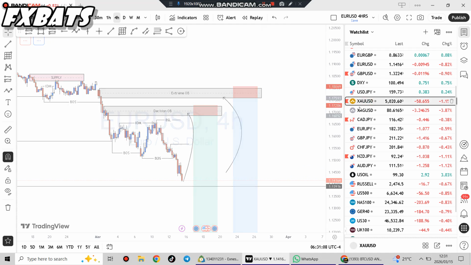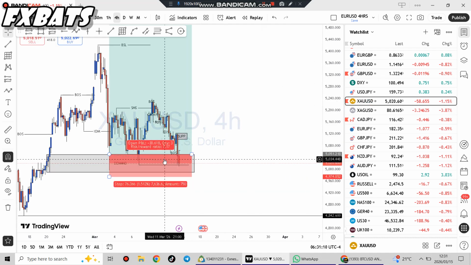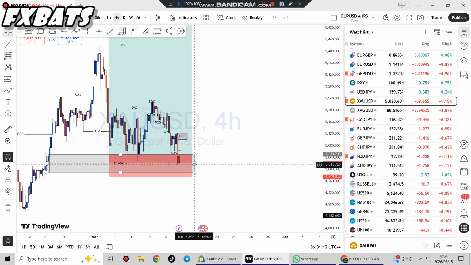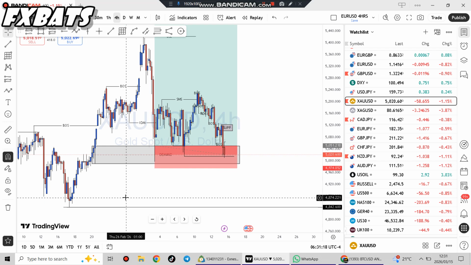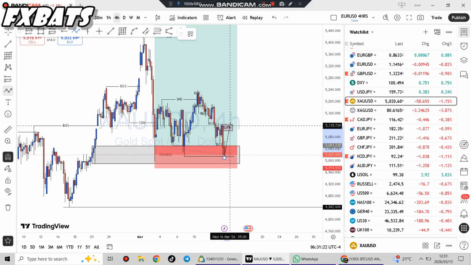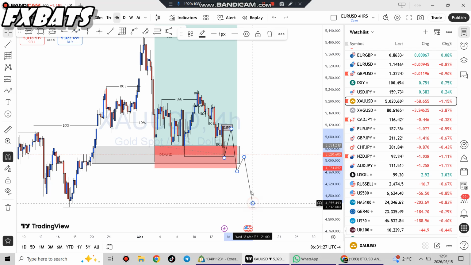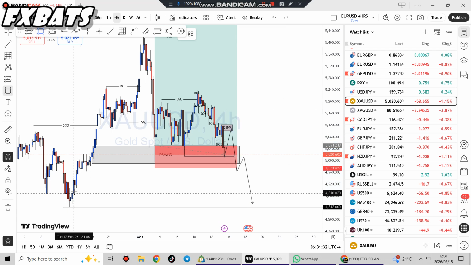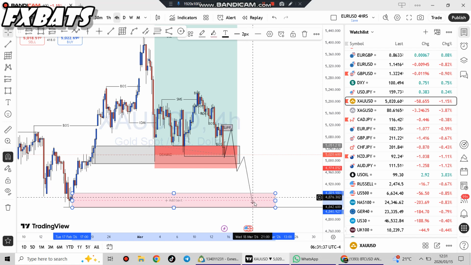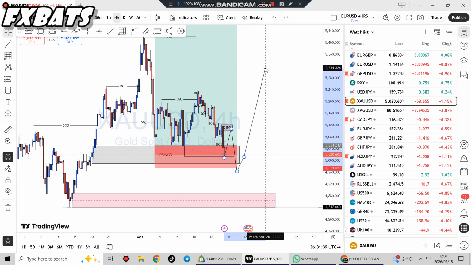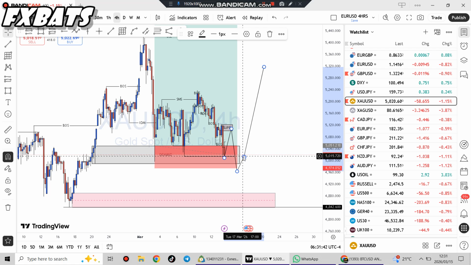Then gold is still in the range. Basically, if we break this range, this area of support, then we'll definitely be targeting this area of demand. Gold is still in the range, but we are likely to break this range to the downside. You understand? So I'll be targeting this area of demand, which I have here unmitigated. Yes, I'll be targeting this area of demand. But if this support holds, then we can still see gold shifting to the upside.